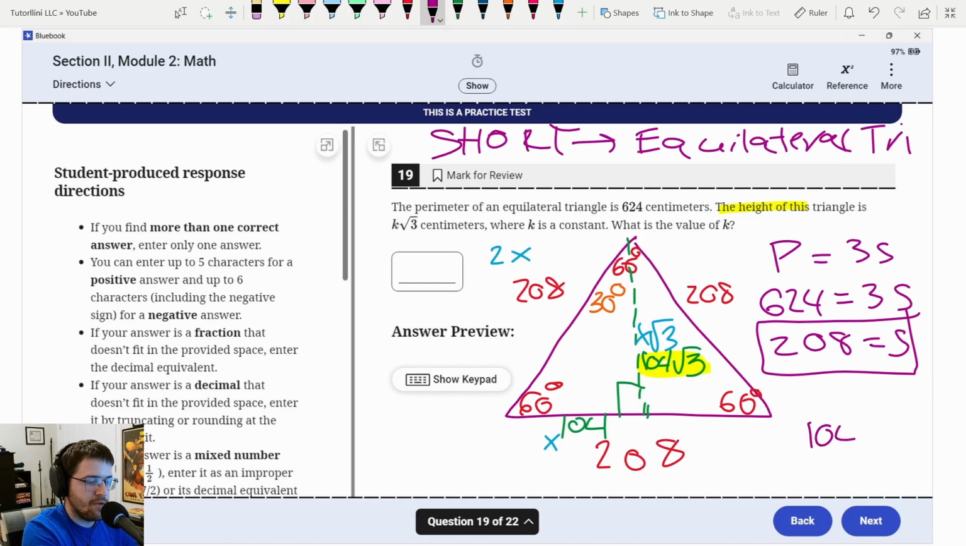Hopefully you guys see when I hold up 104 root 3 next to what they told us, a root 3, that a is equal to 104, which is the answer. So big takeaway, if you didn't know this, again, go watch my short. Big takeaway is that if you draw a height in an equilateral triangle, it splits it into two congruent 30, 60, 90s.